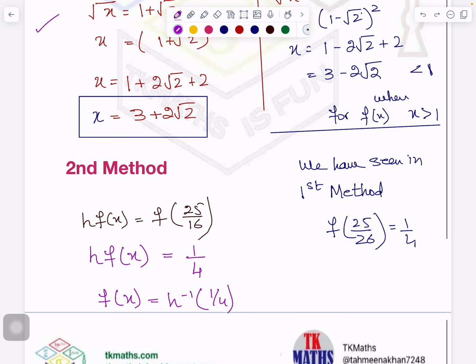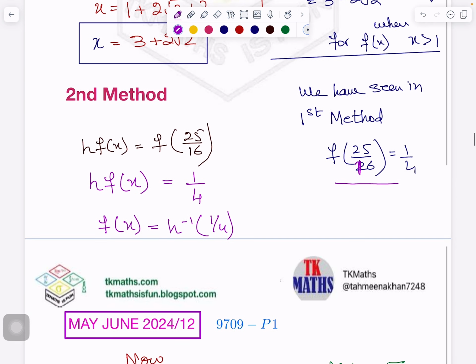in the first method, we saw that f of 25 over 16 is 1 over 4, right? And instead of h of f of x, now I'm applying the concept of inverse on both sides. So what will it become? It will become this thing. You know that concept. This concept was applied in the March 24 paper as well, right? If you remember, I made a video on that also.